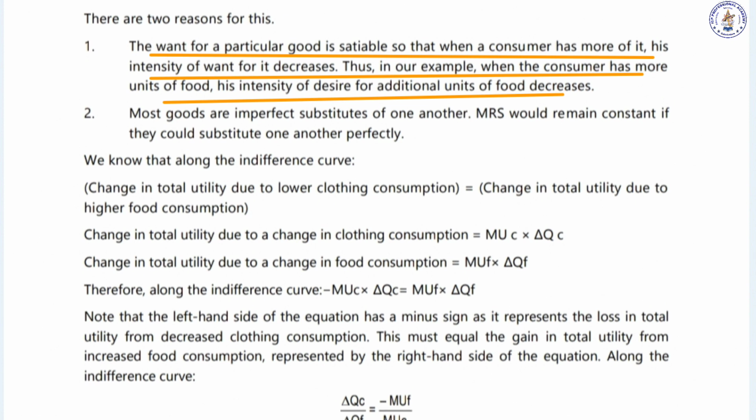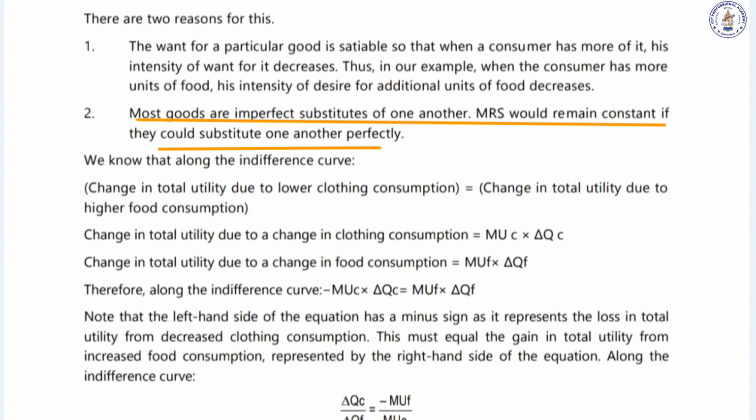Next, the units of the two goods are not perfect substitutes. They are imperfect substitutes. If they were perfect substitutes, then the MRS would remain constant, because if they are equal substitutes, he might be willing to use one quantity of X with the same quantity of Y. But here they are imperfect substitutes. That is the reason for this diminishing marginal rate of substitution.